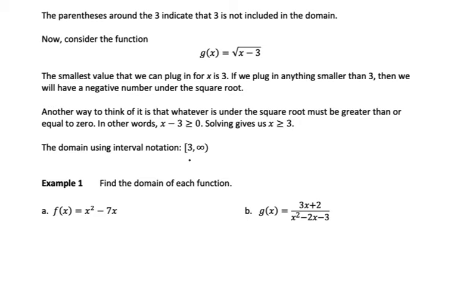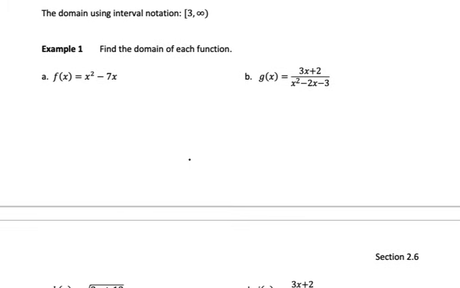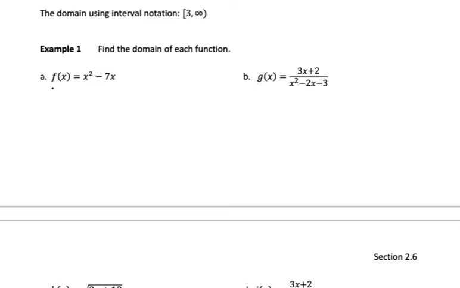So we're going to do example 1 from the textbook. First one, part A, is f of x equals x squared minus 7x. So the two things that we're looking for are fractions and square roots. We don't have either one here, so there are no restrictions on the domain, which means that the domain goes from negative infinity to positive infinity.